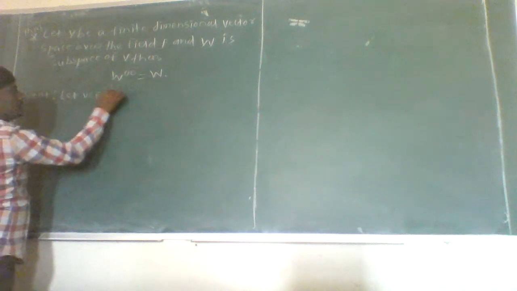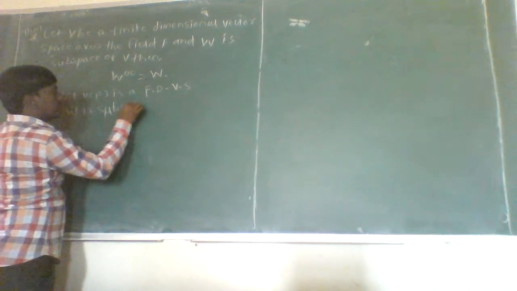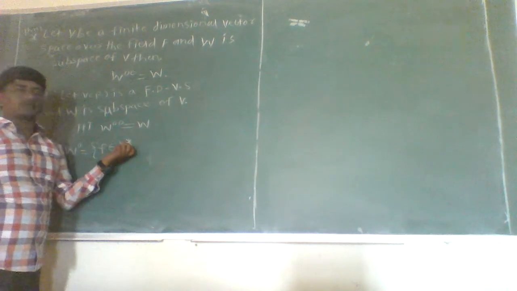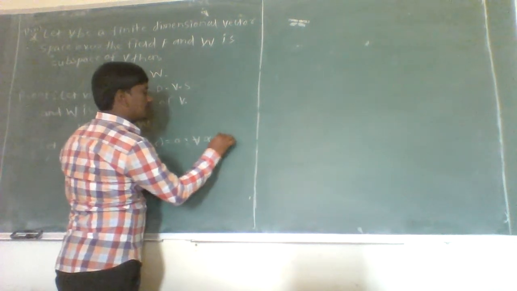As given, V over F is a finite dimensional vector space over the field F, and W is a subspace of the vector space V. Now we have to show that W double annihilator is nothing but W. To prove this, W annihilator is the set of all f belonging to V star, that is, all linear functionals, such that f of alpha is equal to 0 for each alpha belonging to W.